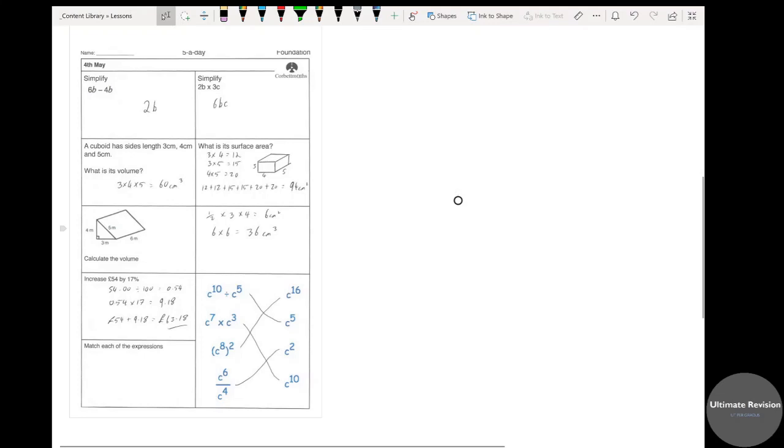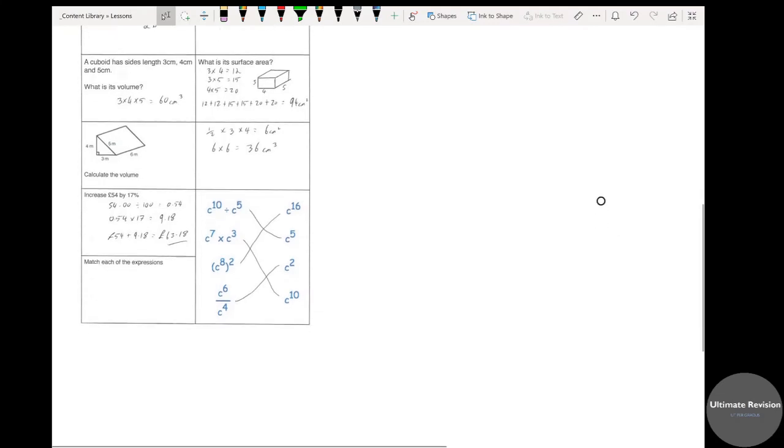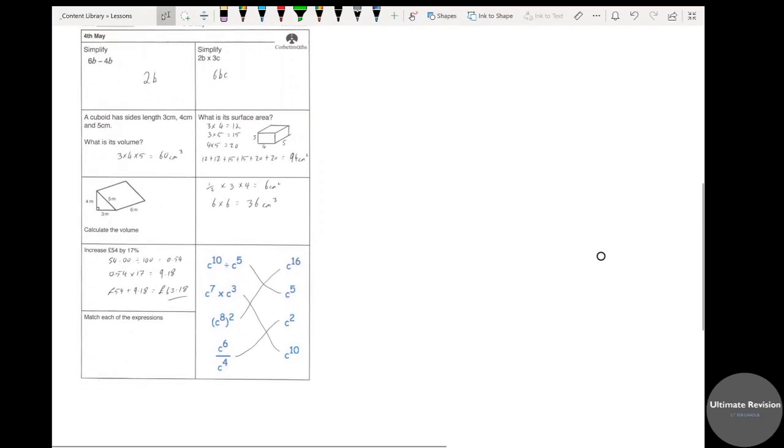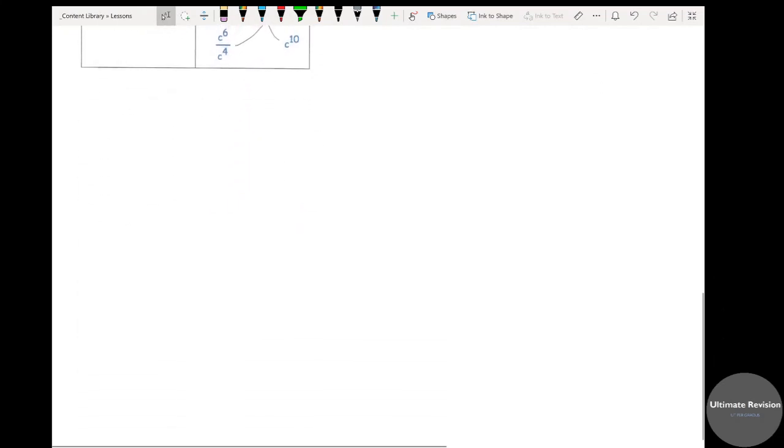And then when you're dividing indices, you minus them, so that one's 5. Timesing them, you add them. When you do them like that, you multiply them together, and divide is minus again. So do make your corrections if you need to on that starter activity. Okay, pause the video as much as you want.